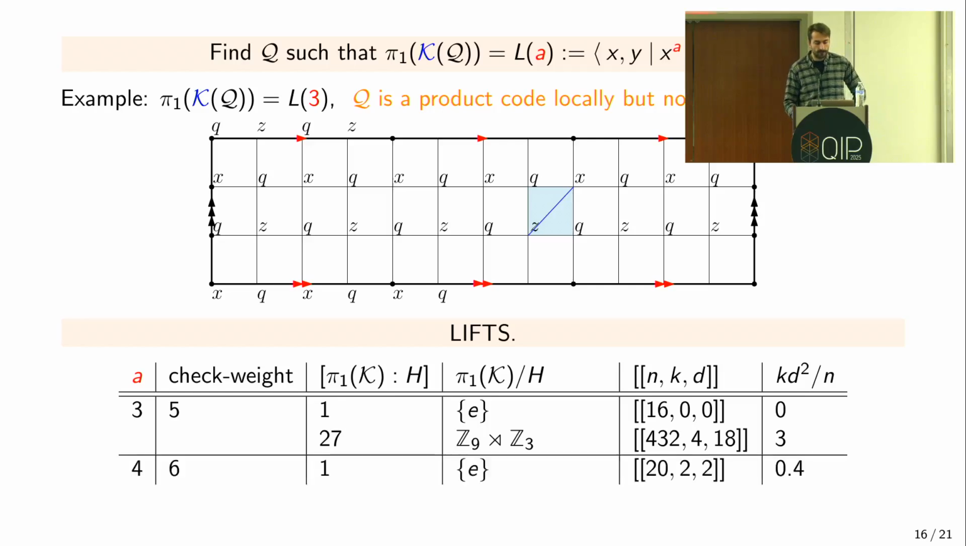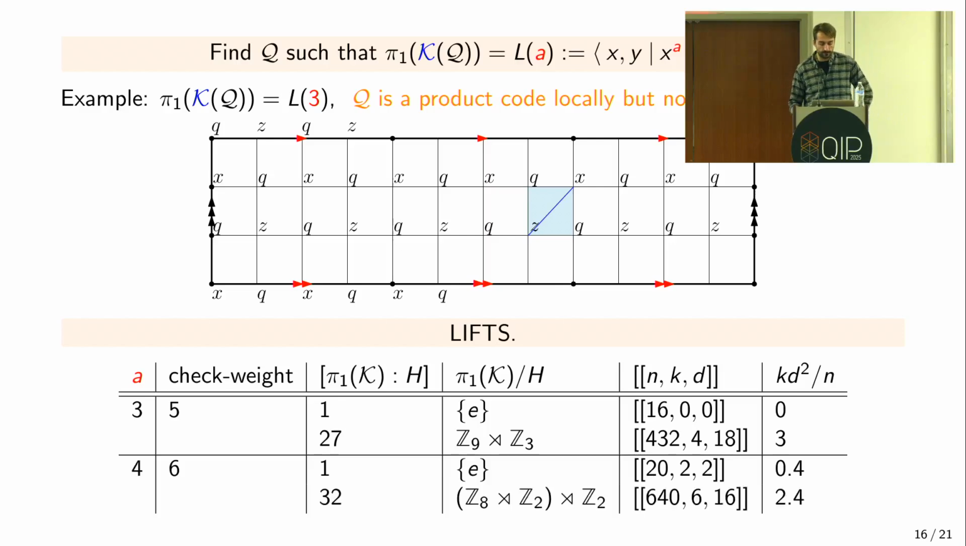And if we choose another integer A, we start from this code, which has parameters 20, 2, and generating a lift of degree 32, for instance, we can generate a code which again has positive dimension and distance. So here we really see that the lift has been able to increase both the dimension and the distance of the code without changing the weight of the parity check matrix.